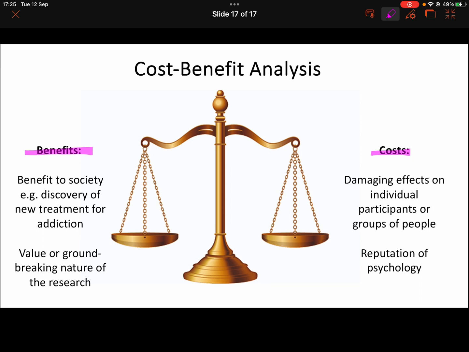research going ahead. They are also going to consider the reputation of psychology as a whole. If they think that there might be harms to psychology because psychologists are allowing these studies to go ahead, then they'll veto it and they won't allow it to be approved. So that's going to be the role of the ethics committee. They're going to decide whether research should go ahead by considering the costs to our participants or groups of people or the reputation of psychology as a whole against the needs of this research to go ahead because it has benefits that actually could be far-ranging.